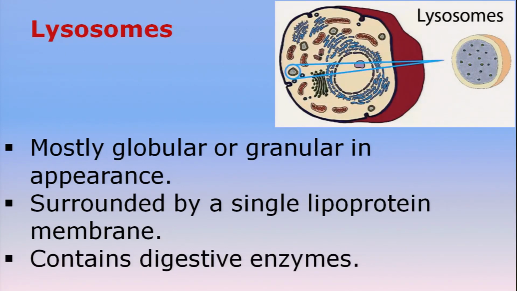Next, we will learn about lysosomes. Lysosomes appear globular or granular in shape. They are small spherical sacs surrounded by a single lipoprotein membrane. Lipoprotein membrane means the membrane is made up of lipid and protein. And what does lysosome contain? Lysosome contains digestive enzymes. These digestive enzymes are capable of digesting almost all the organic materials.